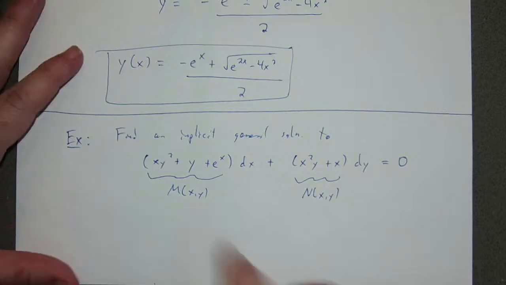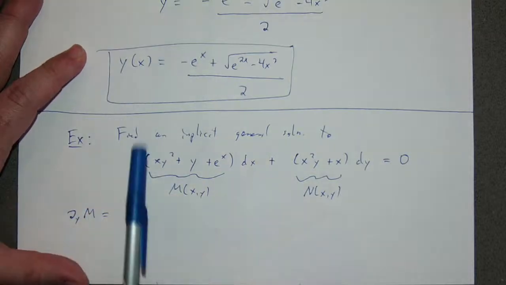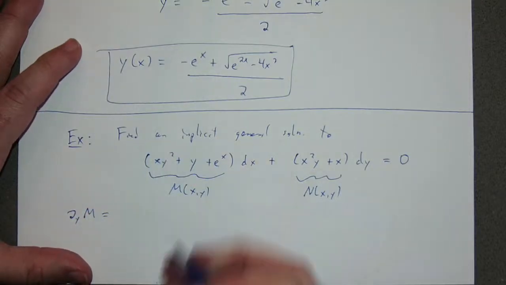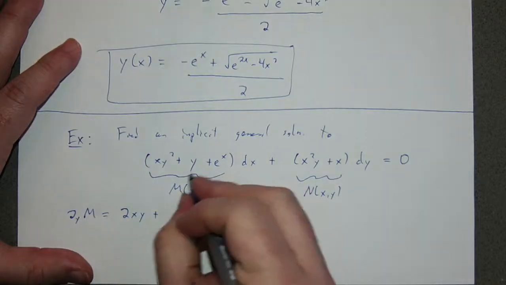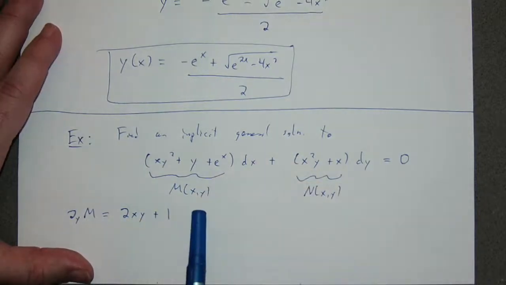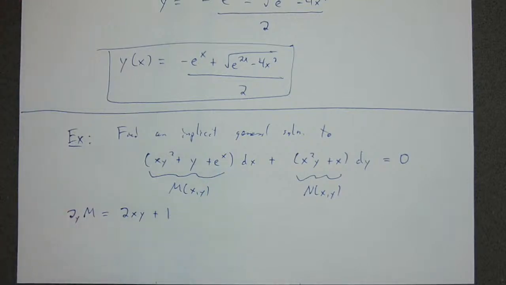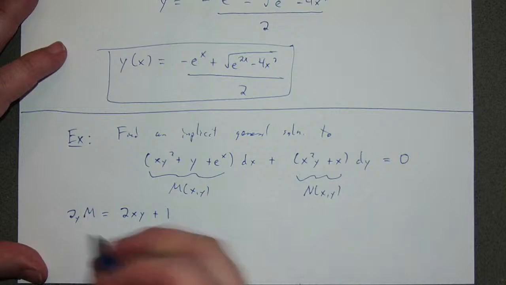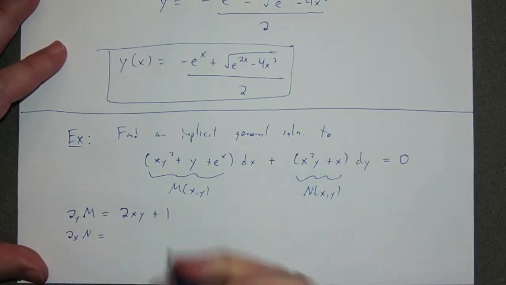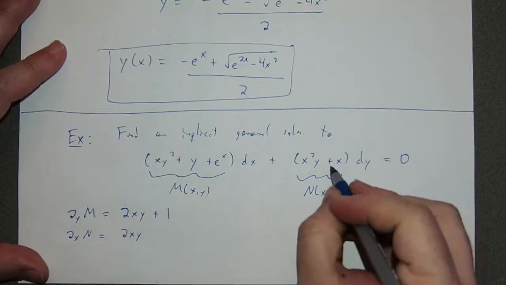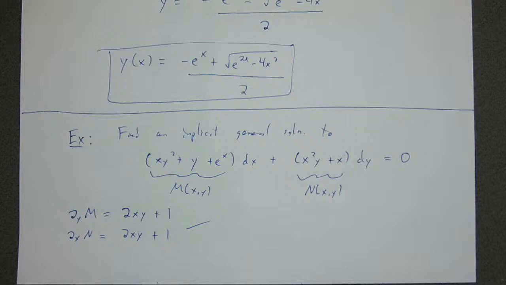Okay, so let's check exactness. What is the y partial of M here? Well, this is xy squared, so the y partial here is 2xy plus 1, because the y partial of y is 1, plus the y partial of e to the x is 0, so 2xy plus 1 is what I get. What is the x partial of N? Well, it's 2xy plus 1. So the exactness condition is satisfied.